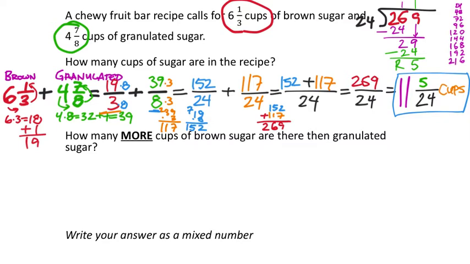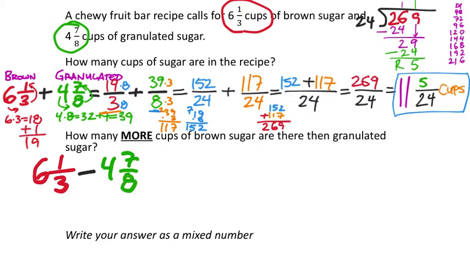The second part here: how many more cups of brown sugar are there than granulated sugar? And yeah, we should be able to tell, even without changing these into mixed numbers or anything, that we are looking at more cups of brown sugar here, the 6 1/3, right? And then the granulated sugar is just less than that. Now, the good news here is that since we're looking at more cups of brown sugar, this would be the difference between the two, which means we'd have to take the 6 1/3 cups of brown sugar and subtract from that 4 7/8 cups of granulated sugar. Okay.